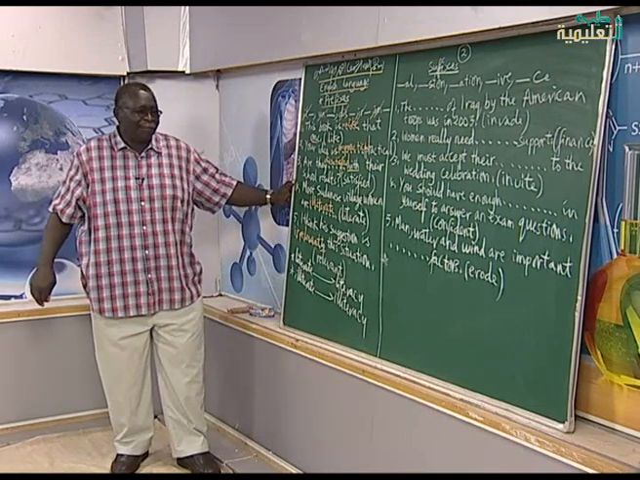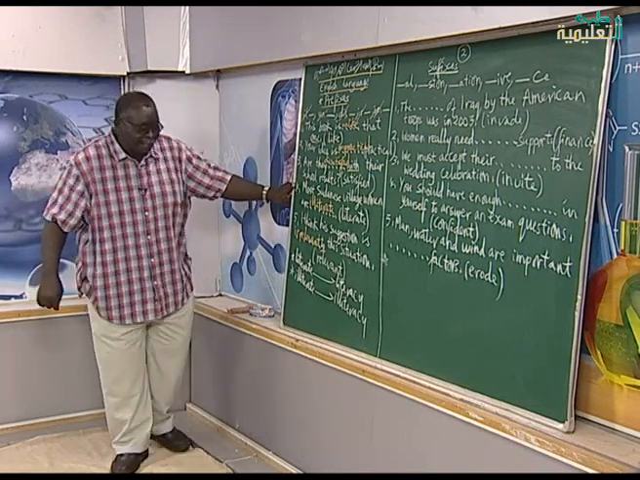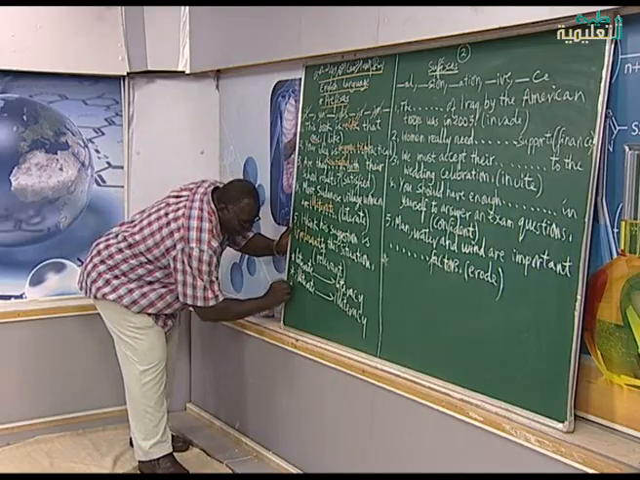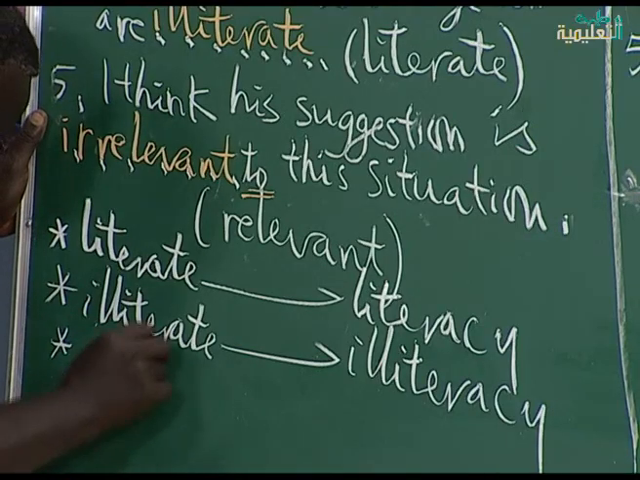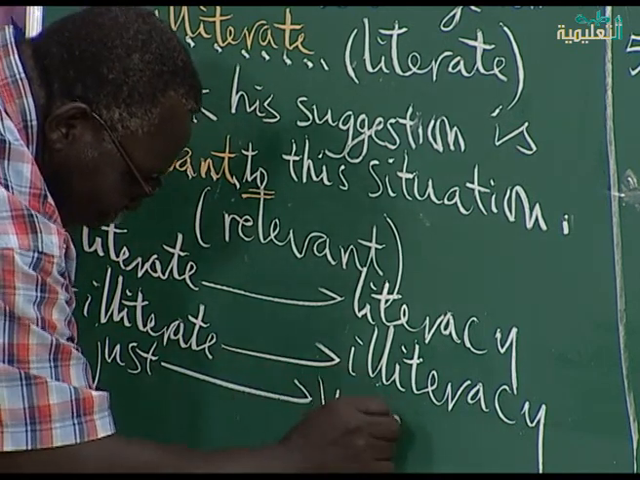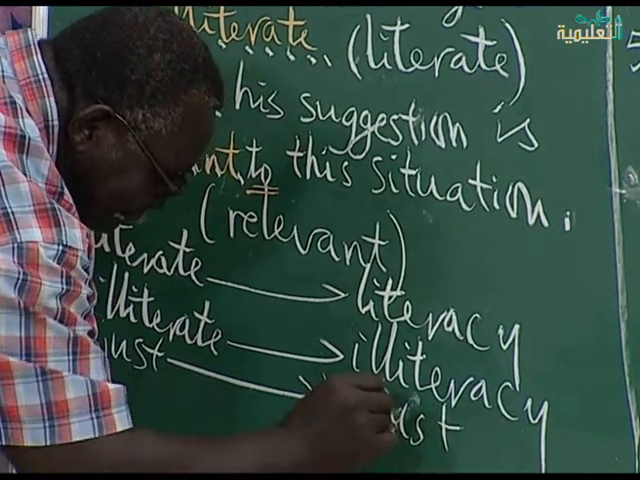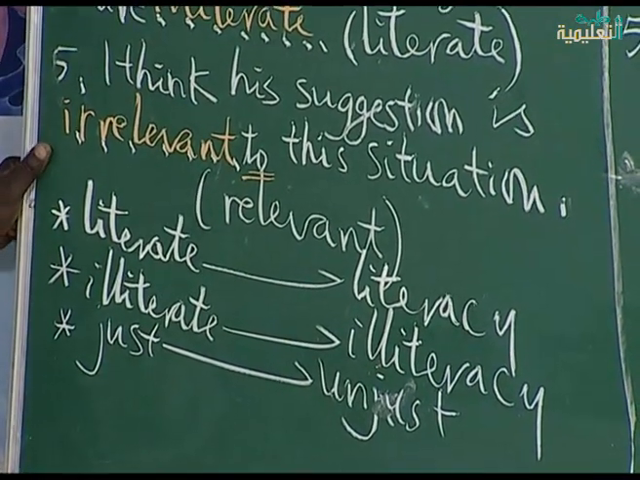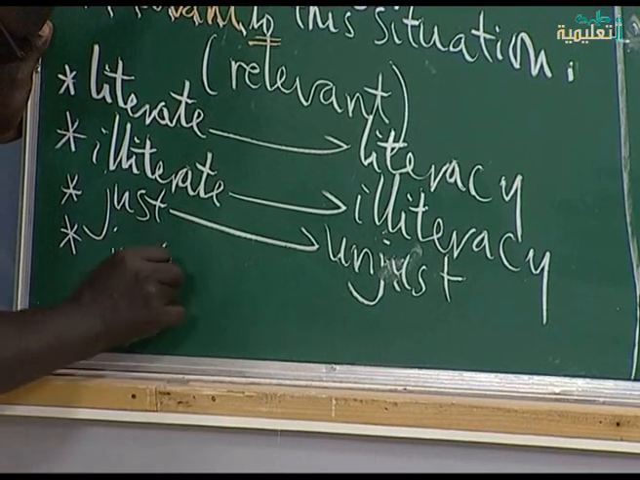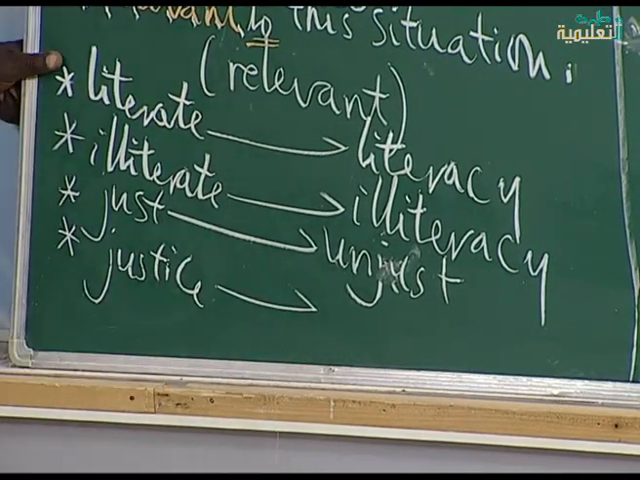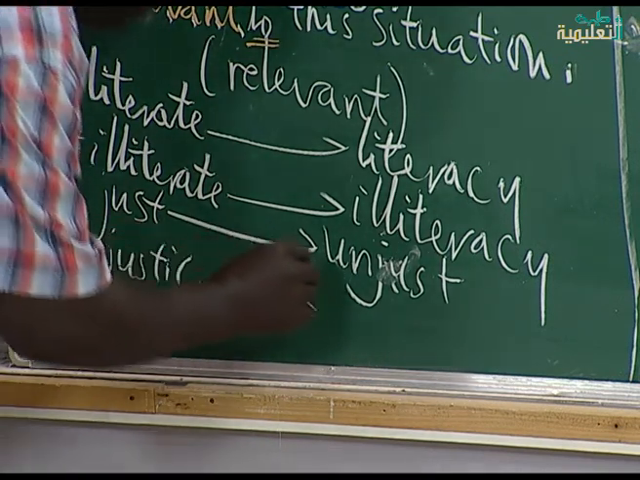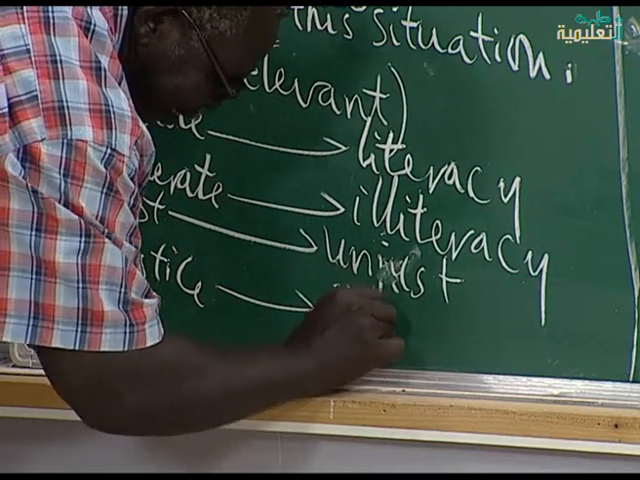I have just mentioned ذكرتها that in some cases the students must be very careful. For example, when we come to add the prefix, we have just, عادل. Unjust, غير عادل. The noun from just is what? It is justice, in Arabic عدالة. The prefix in this case is not going to be UN, so not unjustice. No, we are going to use the prefix IN, injustice.